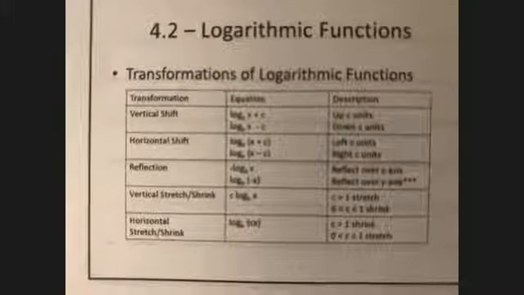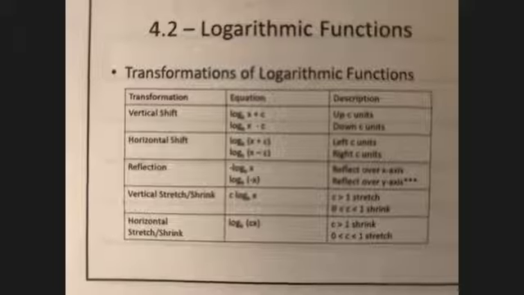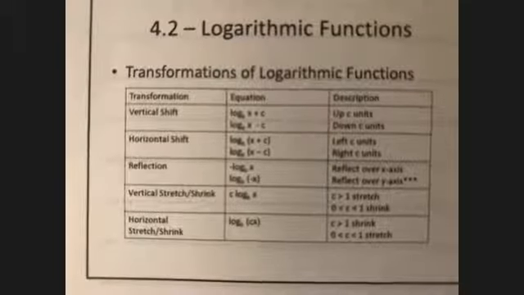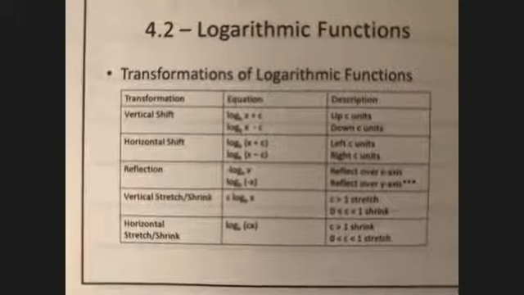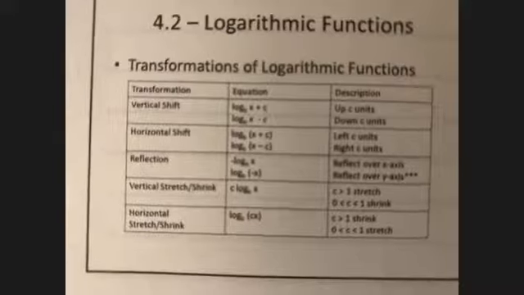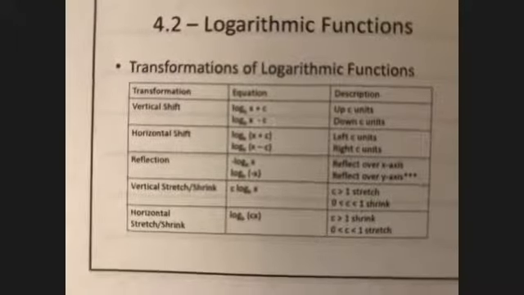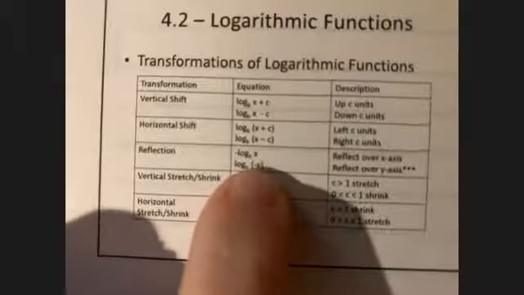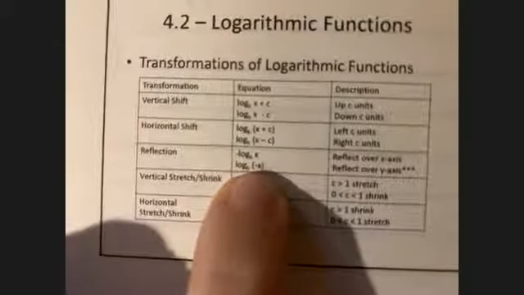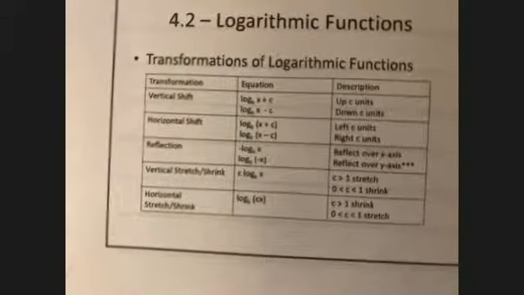Now, with reflections, we have a negative out in the front, which still flips it over the x-axis. On the inside, guys, it's like a math commandment: thou shalt not take the log of a negative number. With a negative x on the inside, it gets a little funky, so we do have to watch that kind of stuff.